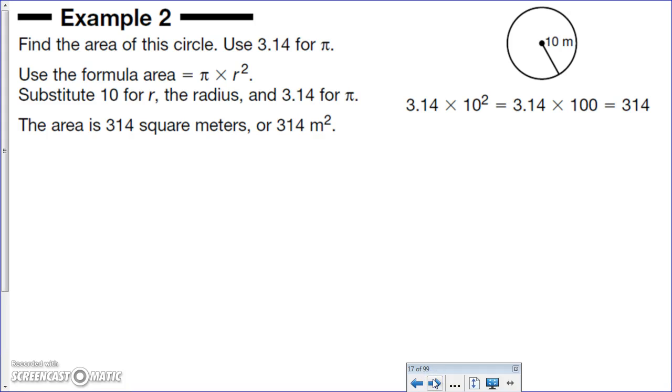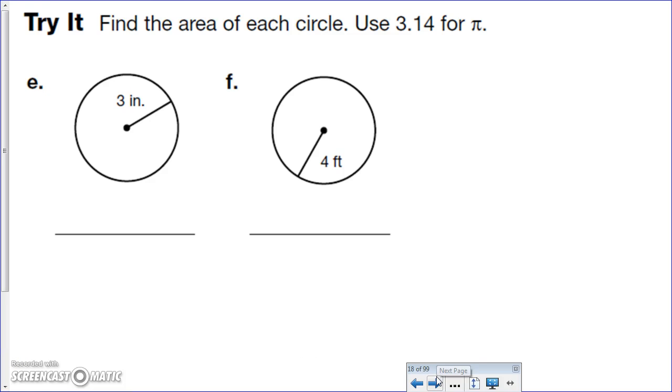For example 2, they're asking us to find the area of this circle. Use 3.14 for pi. Use the formula area equals pi r squared. Substitute 10 for r, the radius, and 3.14 for pi. So it becomes 3.14 times 10 squared, which becomes 3.14 times 100, which becomes 314 meters squared, or 314 square meters.